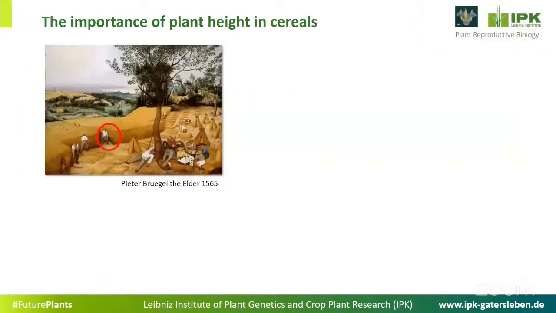So the next example is about plant height, which is a very important trait for crop species. As you can see here in this old painting from the 16th century, at that time, cereals were much taller than nowadays. So you see the guy there is actually as tall as the cereals. And of course, not only were the cereals larger, the humans were also smaller. So somehow the same level at that time.